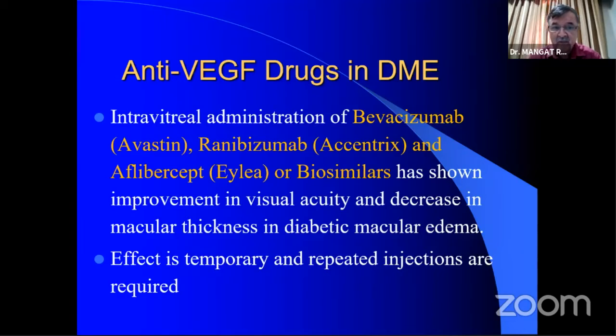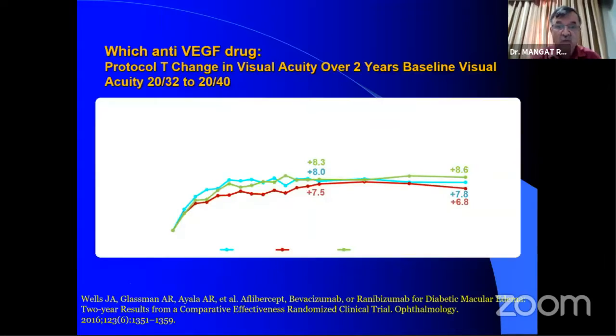A lot of them have come, and all of them improve the visual acuity and decrease the macular thickness in DME, but the effect is temporary and repeated injections are required. That's where the problem is. I think which anti-VEGF to use is always a question.